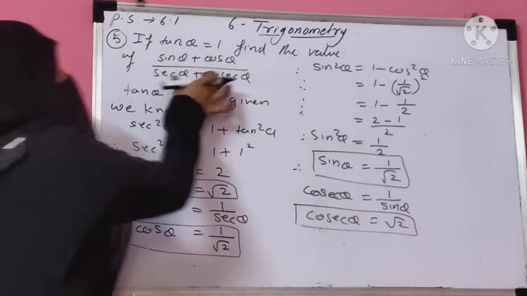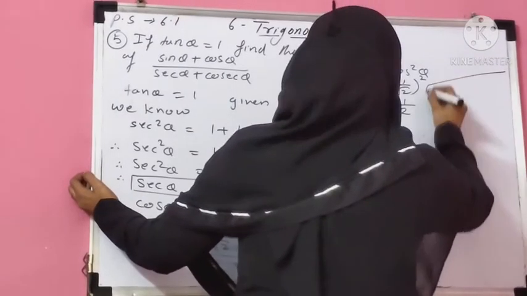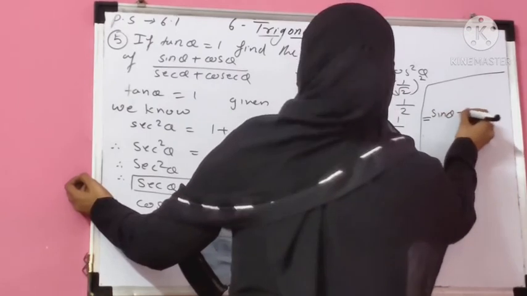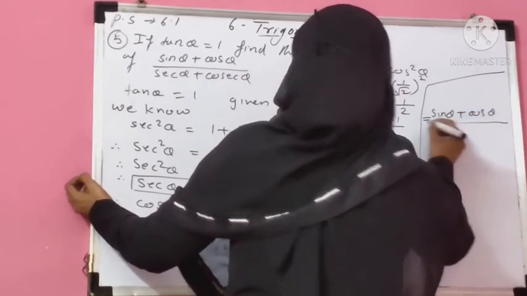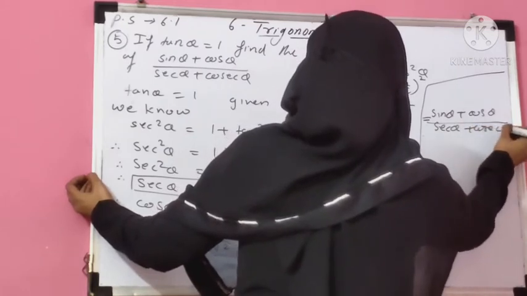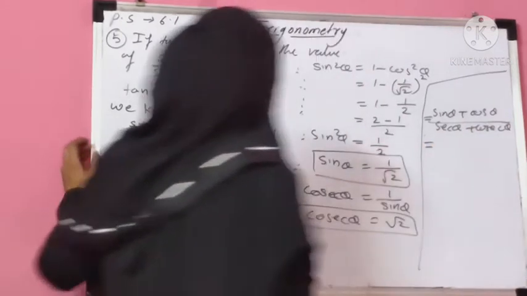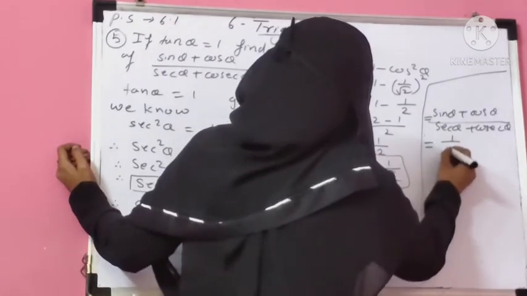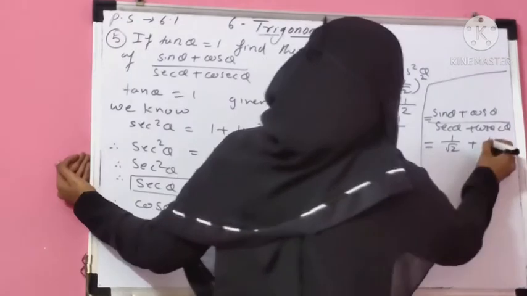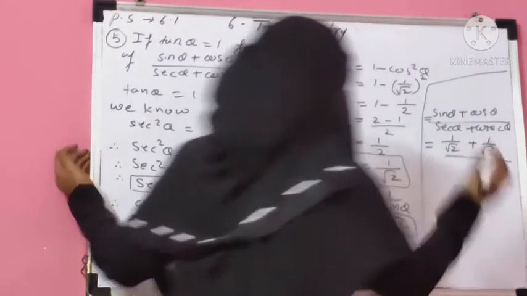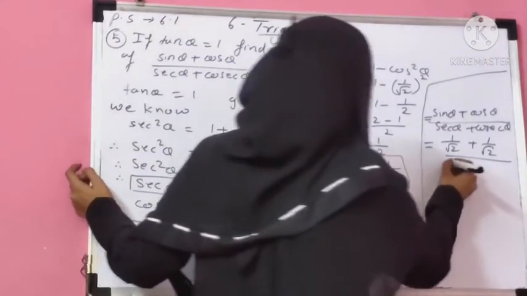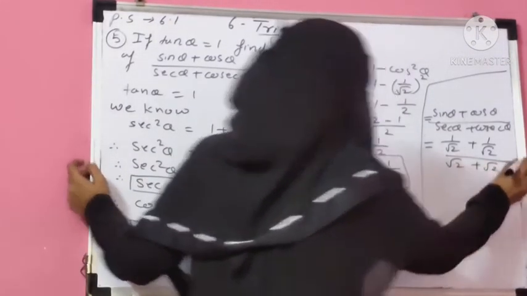Now find the value of this ratio. The ratio is sin theta plus cos theta divided by sec theta plus cosec theta. Okay, now substitute the values. Sin theta is 1 upon root 2 plus cos theta is again 1 upon root 2. Substituting the values, sec theta is root 2 and cosec theta again is root 2.